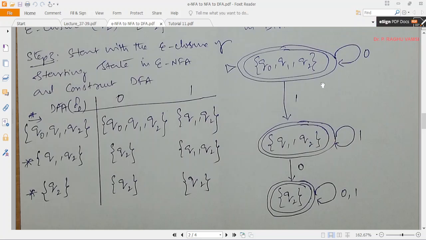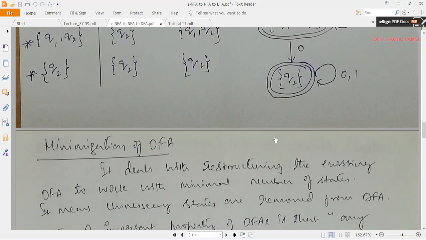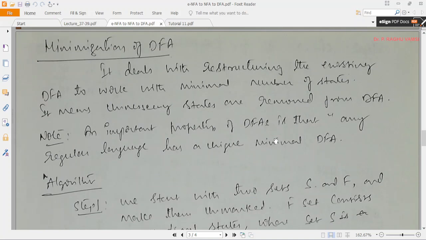So that means, is there any possibility of reducing the states available or not? That is what they call minimizing the DFA. The minimization of the DFA deals with restructuring the existing DFA to work with a minimal number of states. We all know that a state itself represents memory. So as we reduce the number of states, obviously the memory requirement for the machine also decreases. It means unnecessary states are removed from the DFA.